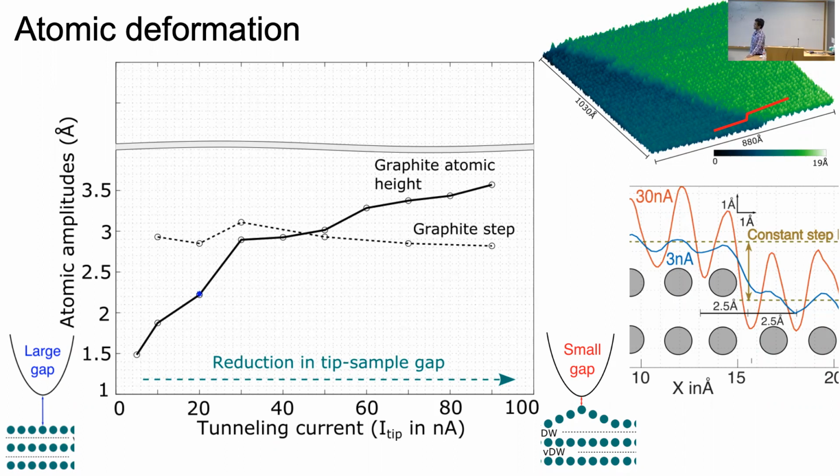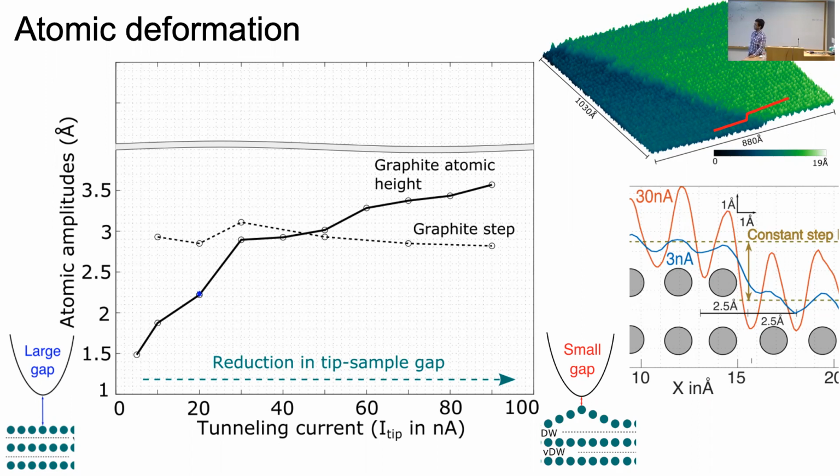And that is interesting because the fact that the graphite step remains constant, irrespective of the tunneling currents or the gap distances, reaffirms our belief that a step height is a reliable calibrated feature in the z direction. Now, this was all done on graphite, and I wanted to test this deformation idea on other materials as well.